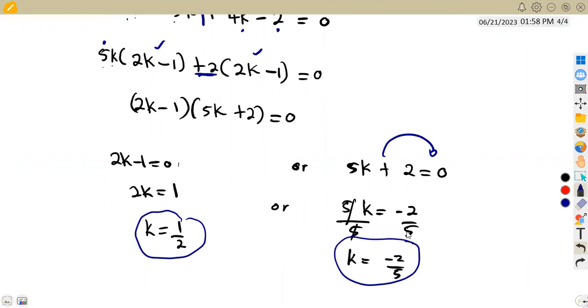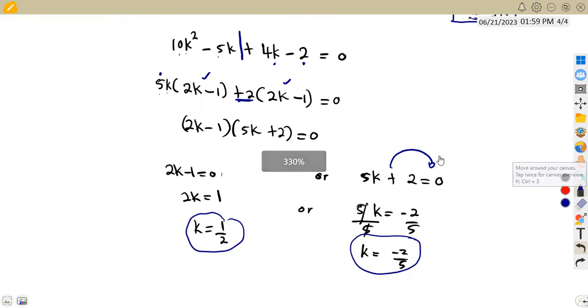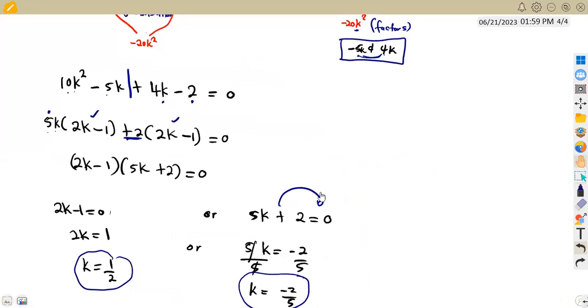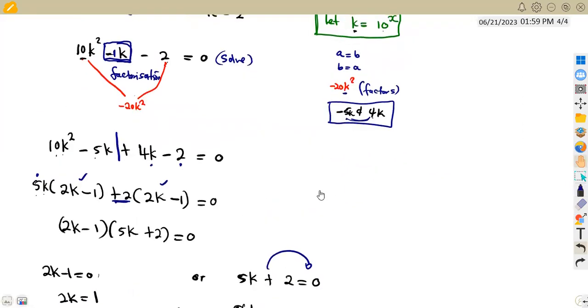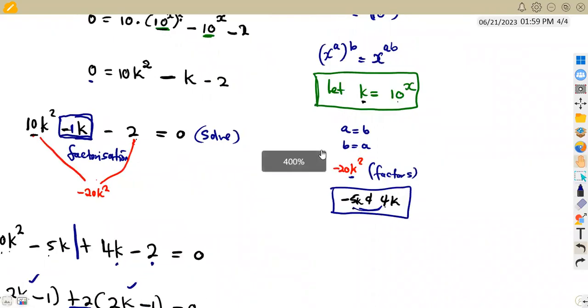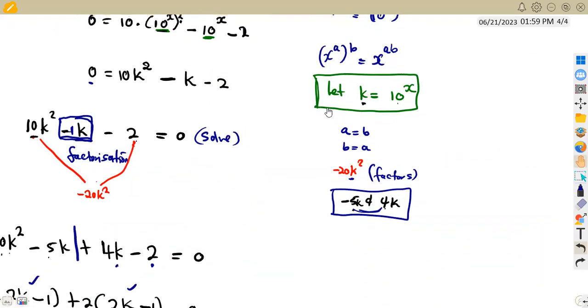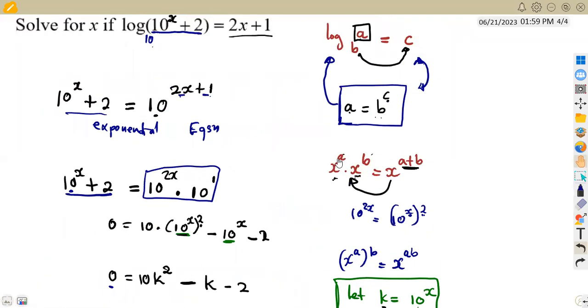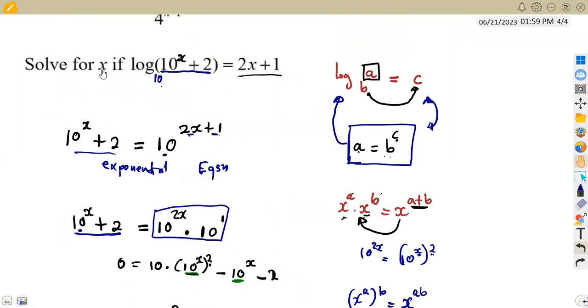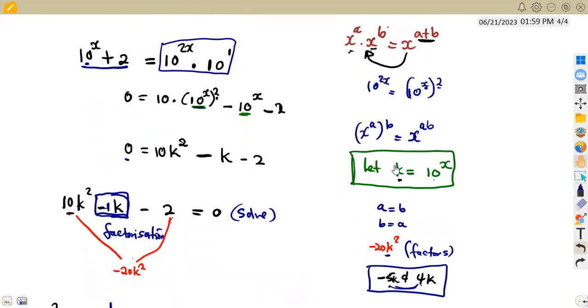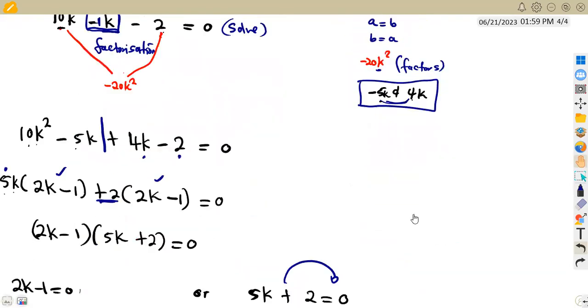So what we need is to go back to our introduction, where we introduced the k in the equation. Remember, where we introduced our k, we said let k be equal to 10 to the exponent of x. We are supposed to be solving not for k, but for x. Our equation is for x. So we need to go back to where we introduced our k. We said k is equal to 10 to the exponent of x. So that's where we are going to start.